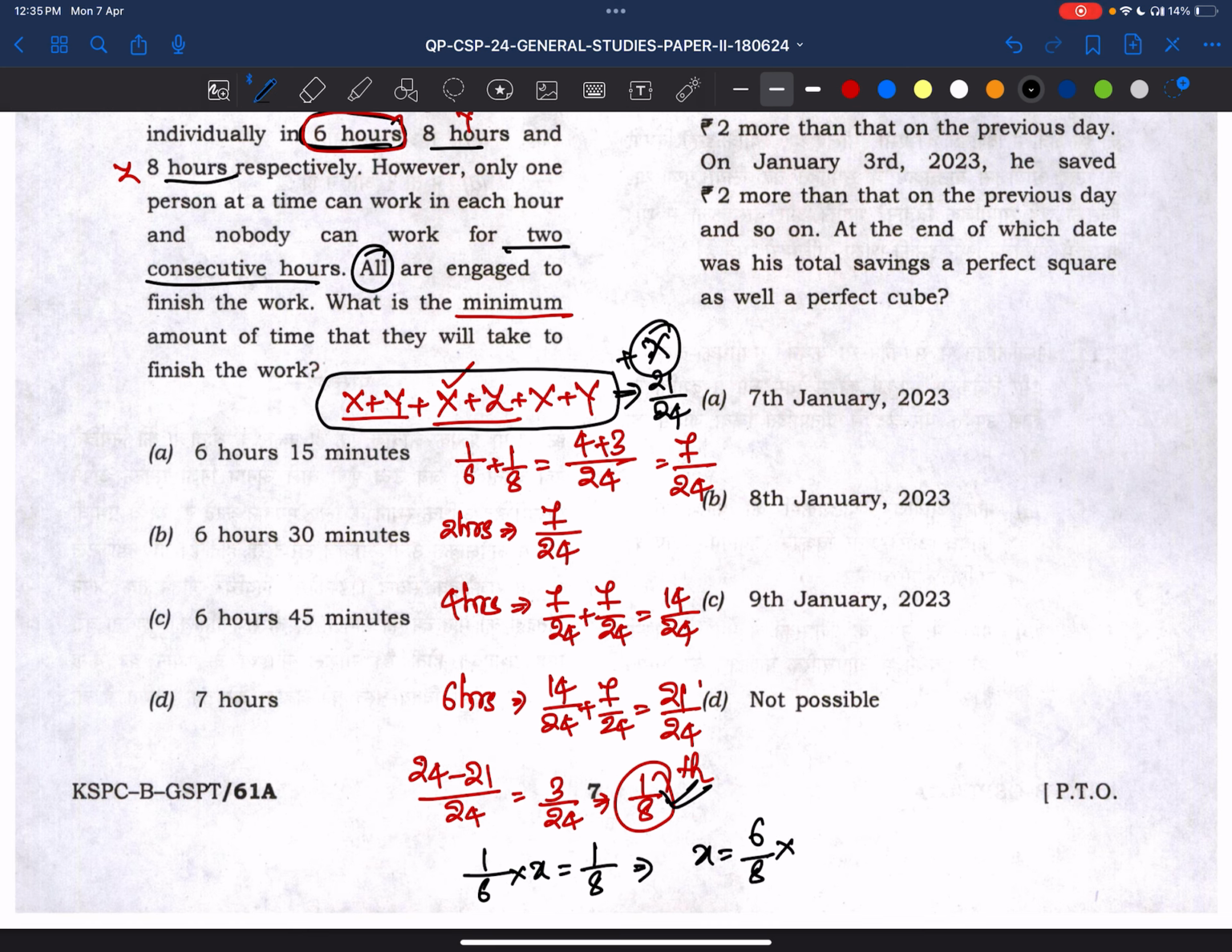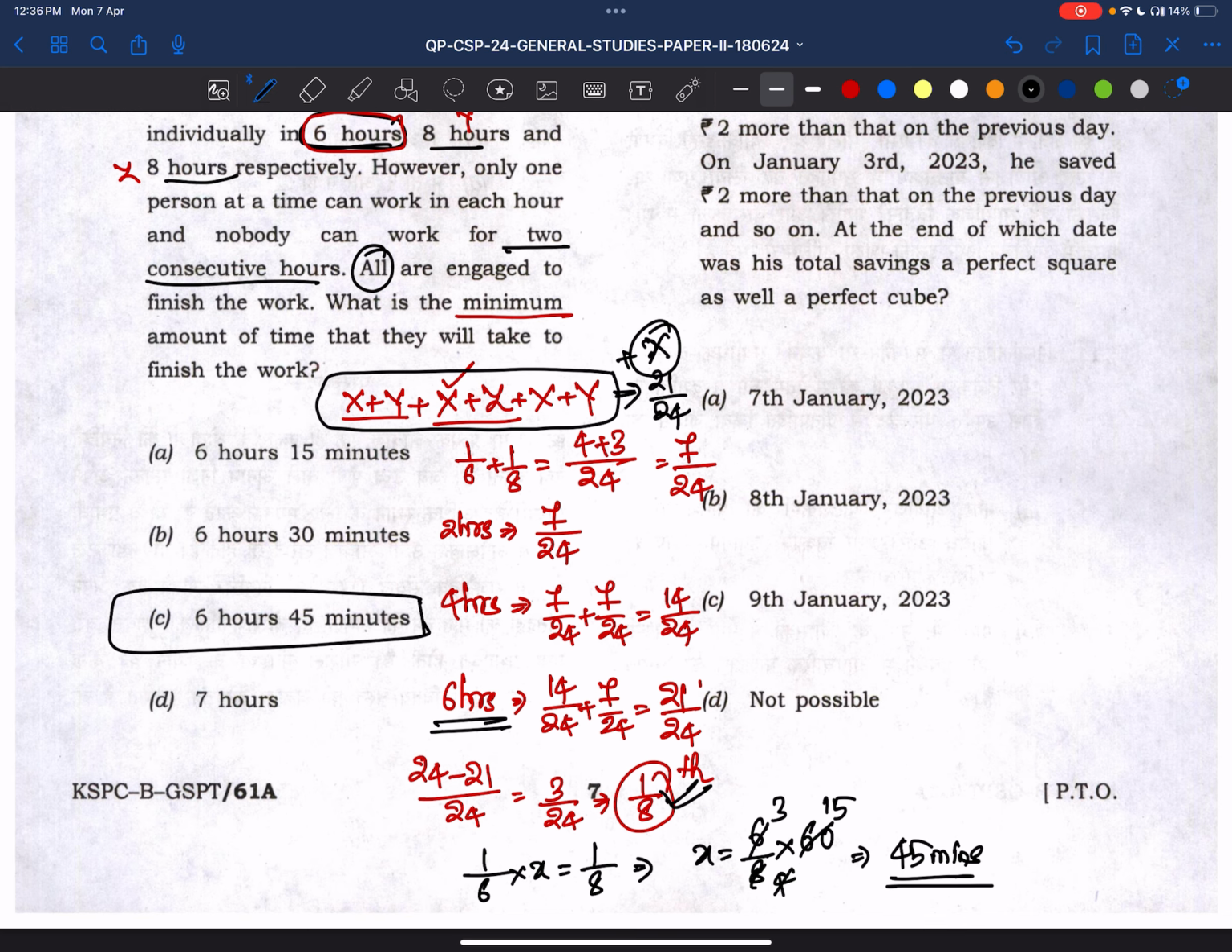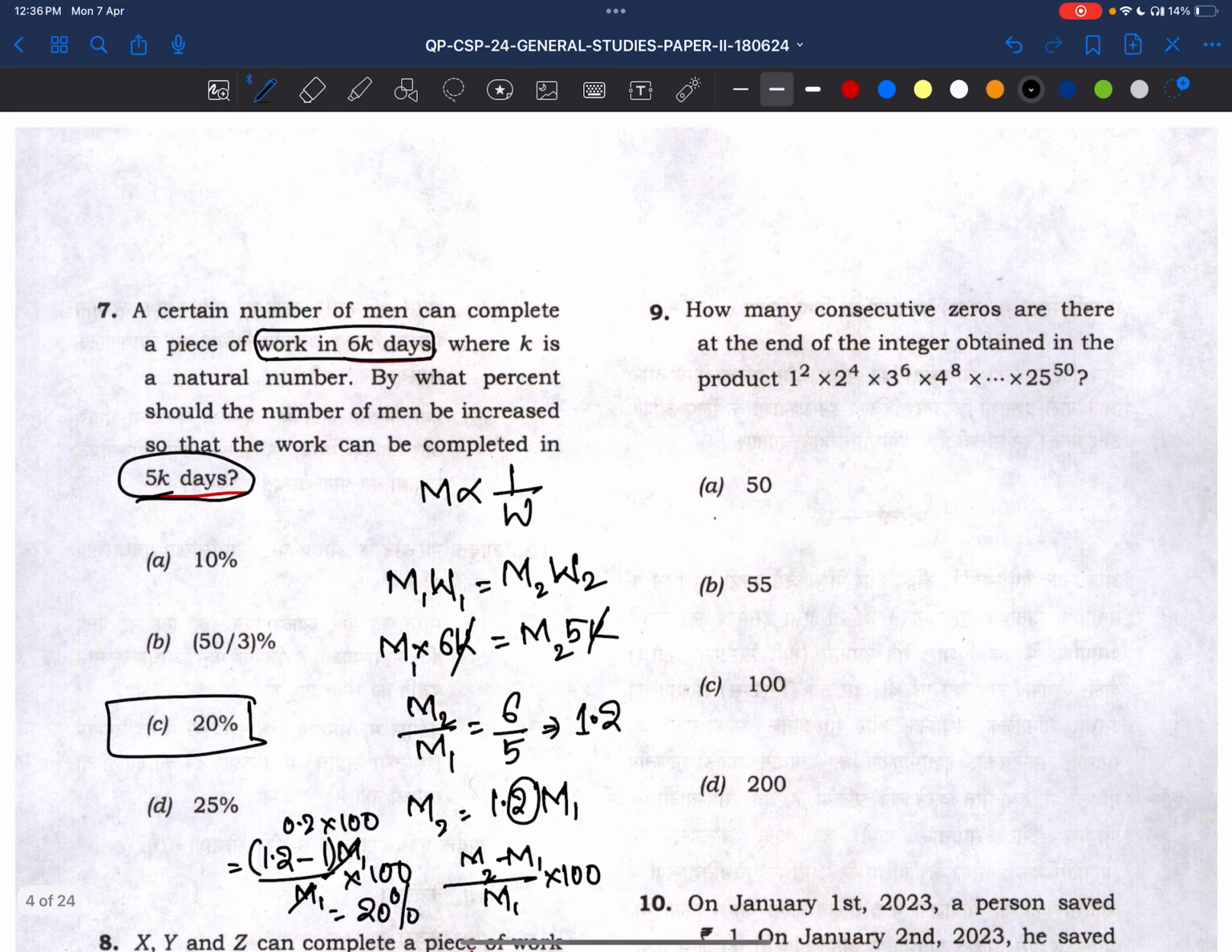We'll convert it to minutes. 60, right? 2, 3, 4, 4 fifteens, 45 minutes. This is 6 hours plus 45 minutes. So 6 hours 45 minutes. Right? Let's look at the next question.